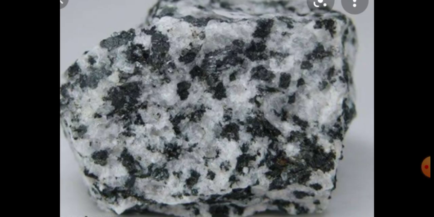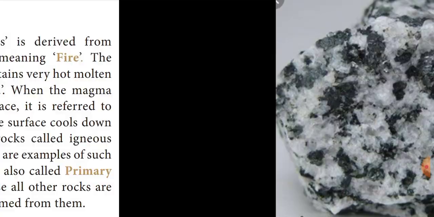Now we have learned the types of rocks. Now we are going to learn about each type one by one. The first one is igneous rocks. The first type of rock is igneous rock. Just see this picture. This is the image of igneous rocks. Students, listen very carefully.